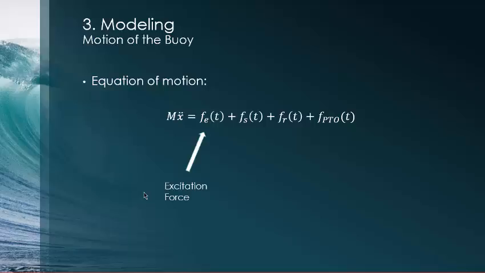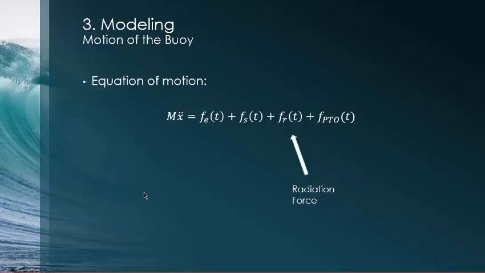Fp is the wave excitation force, which is the force exerted by an incident wave on the BOI. Fs is the hydrostatic force, the force acting on the BOI due to displaced water when it is at rest. Fr is the radiation force. The oscillation of the BOI in water will create waves, and the force exerted by these waves on the BOI is called the radiation force.